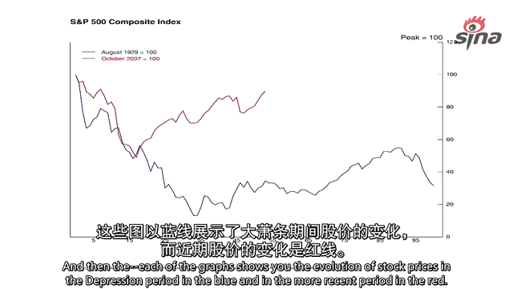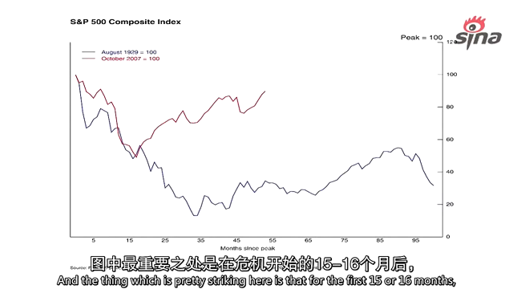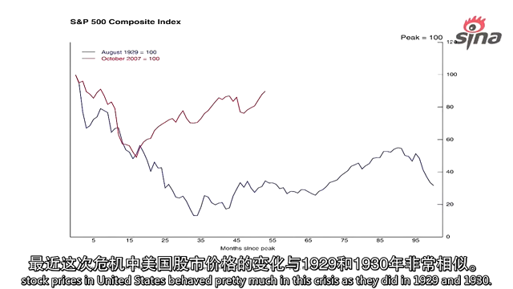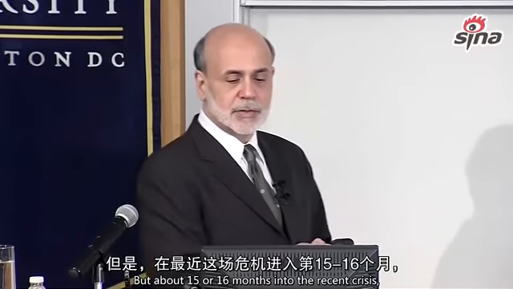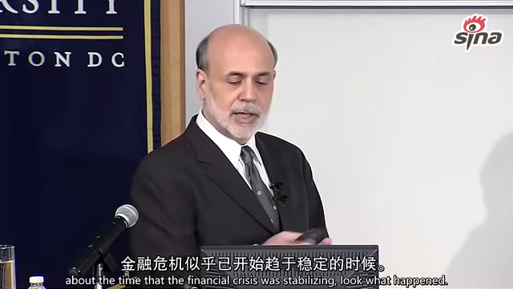And then the graph shows you the evolution of stock prices in the Depression period in the blue and in the more recent period in the red. And the thing which is pretty striking here is that for the first 15 or 16 months, stock prices in the United States behaved pretty much in this crisis as they did in 1929 and 1930. But about 15 or 16 months into the recent crisis, which would have placed it in early 2009, about the time that the financial crisis was stabilizing, look what happened.